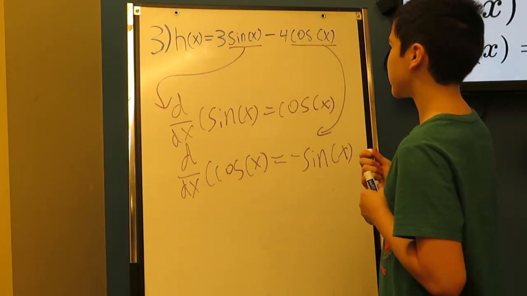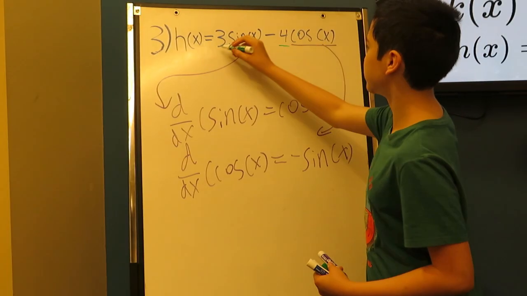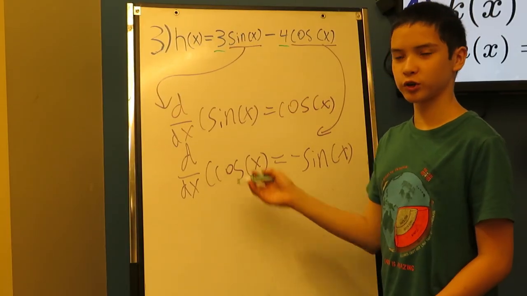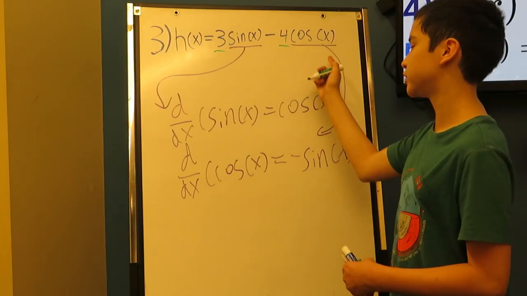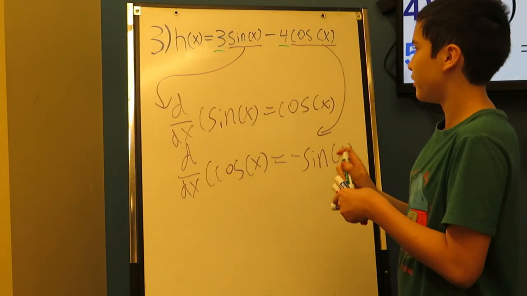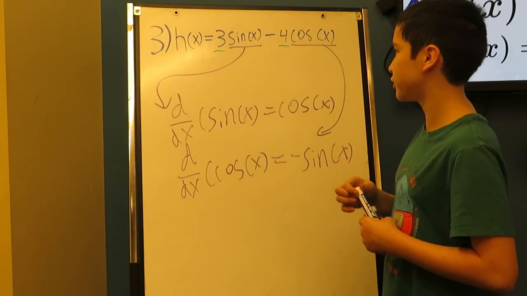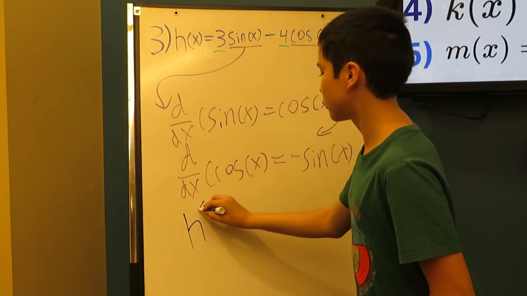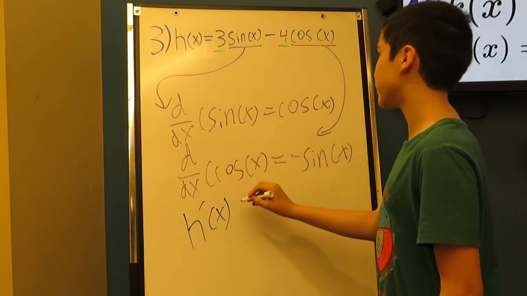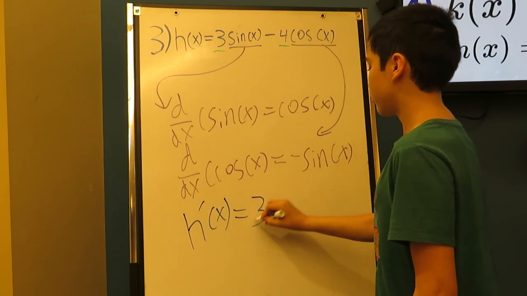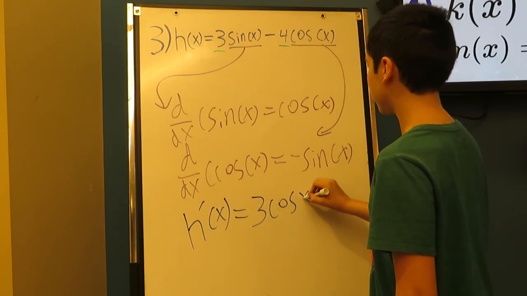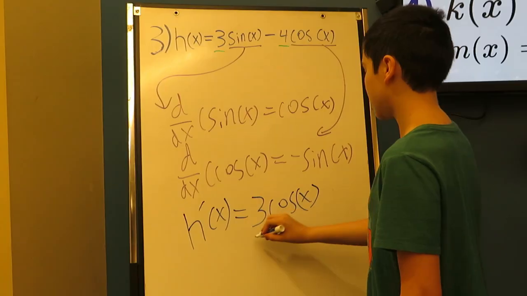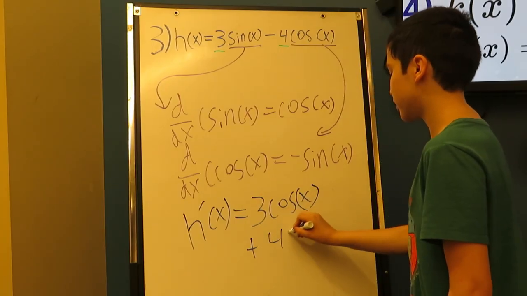Now we also can see that we have two constants. We can just ignore the constants for now and differentiate the trig functions. And that, once we put everything together, will leave us with the derivative of h of x equals 3 cosine of x plus 4 sine of x.